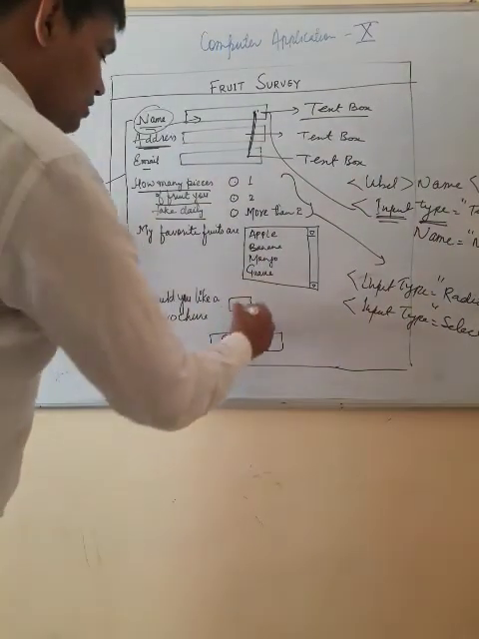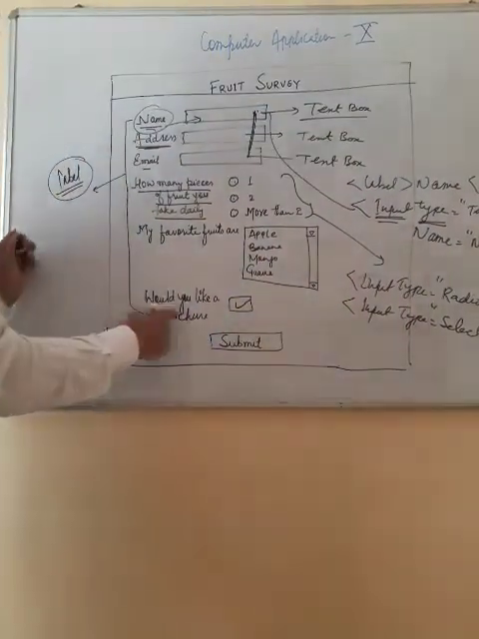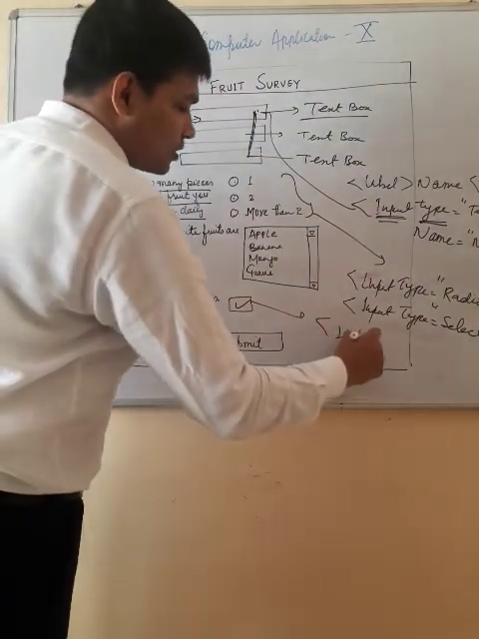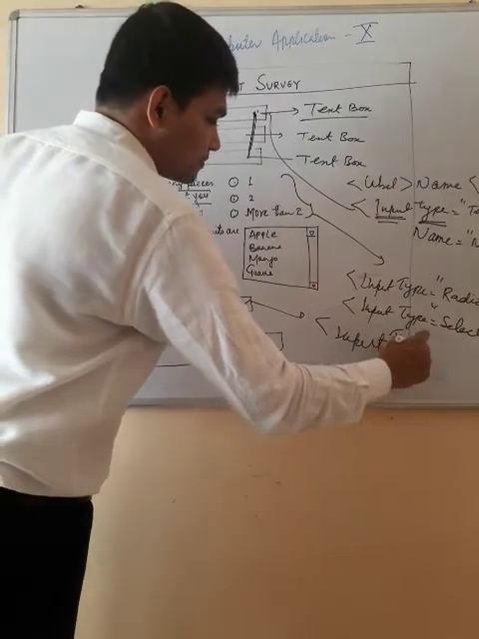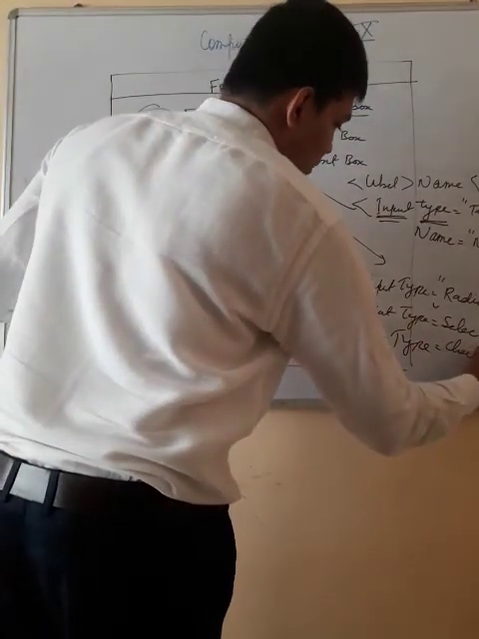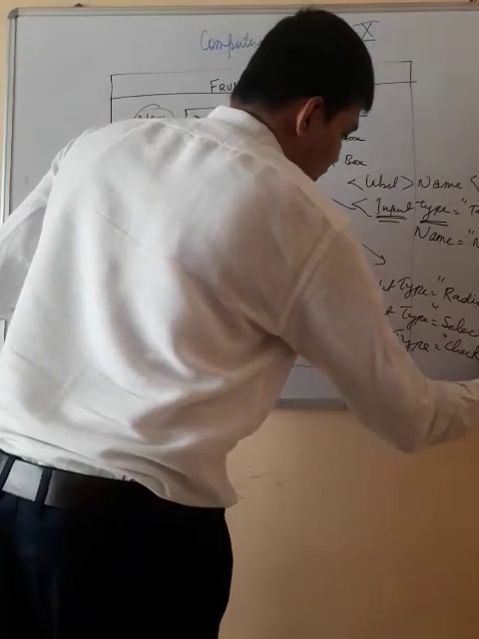Here is a check box. Would you like a voucher? Here is a check box. If you want to use this, you write input type equal to checkbox. These are the things that we have to use.